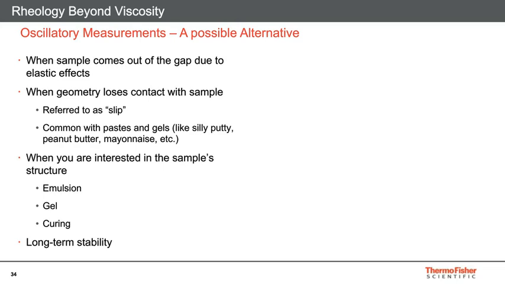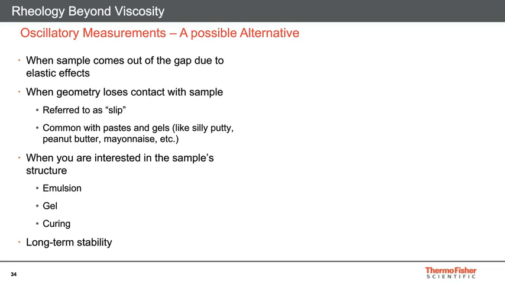And if you're interested in the sample structure, so you're dealing with emulsions, gels, or possibly the curing behavior of the material, to understand its structure, the rotational measurements are not ideal. You want to go towards oscillatory type measurements. And also, rotational is not good for studying the long-term stability of a structure.